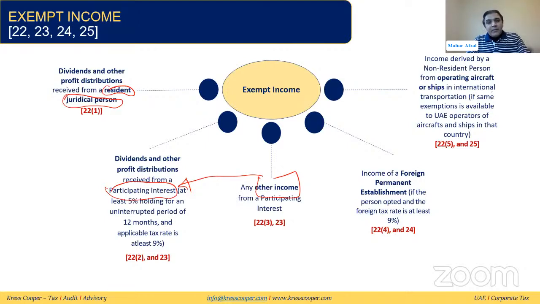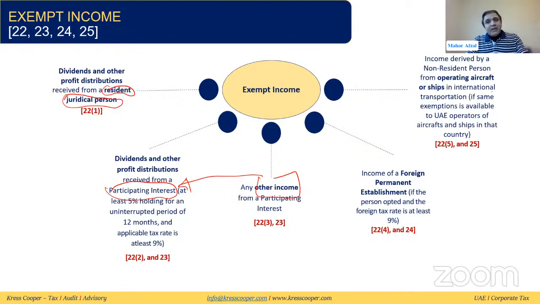Then they said income of foreign permanent establishment. It means if the local company, a UAE resident company, has a PE outside the UAE, that PE income and related expenditure can be exempt as well, and they can opt for exemption. These are subject to certain conditions.